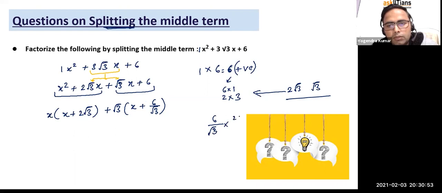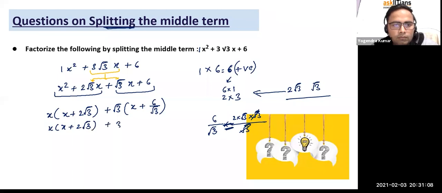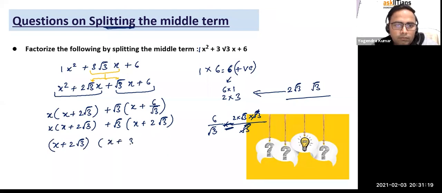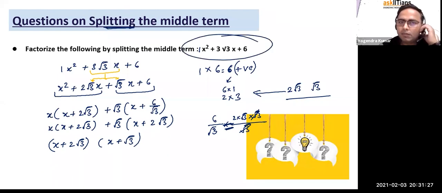You can do it like this: 2 into root 3 into root 3 divided by root 3, like this. So x plus, like this. These are the factors, right? So these are the factors of the given polynomial we got by splitting the middle term. This is how we need to split.